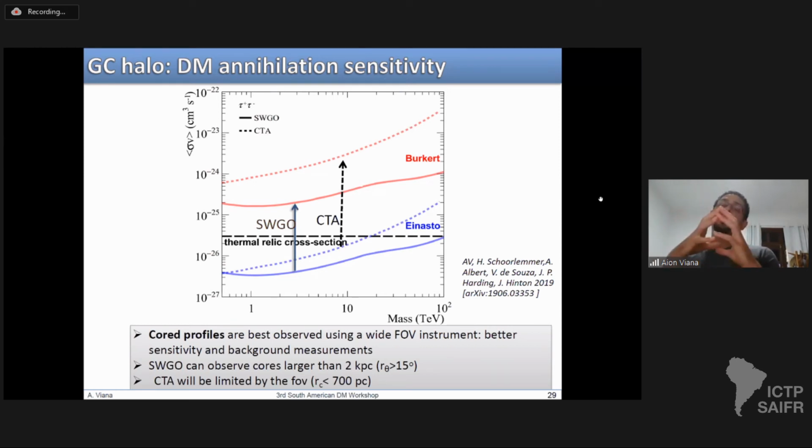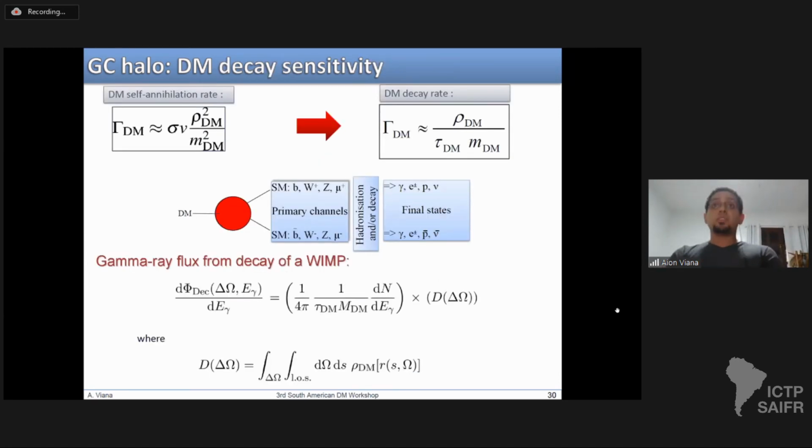So these wide field gamma-ray observatories are much better suited for observation of cored profiles of the Milky Way. SWGO could observe cores as large as 2 kiloparsecs, or roughly a radius of 15 degrees in the sky. We also studied the case of decay.